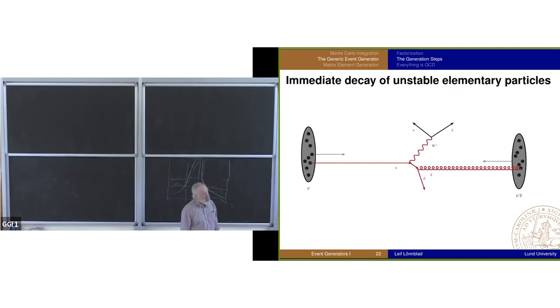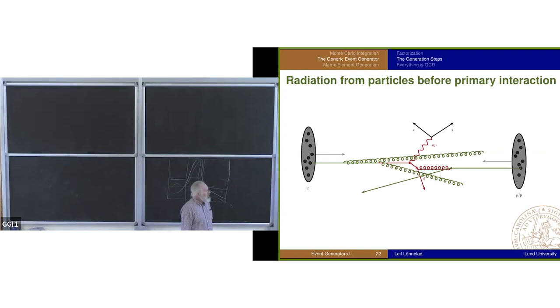Sometimes you do 2 to 3 because the W basically decays immediately, but you could also use the narrow width approximation and stuff like that. You have to decay somehow. And then you start thinking about, okay, so these partons that collided, they would have radiated something before they actually collide. So you actually go backwards in time and think about how they came about. Basically undoing the evolution of the PDFs.